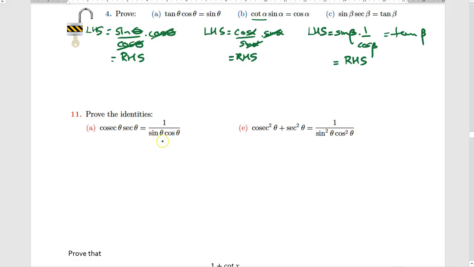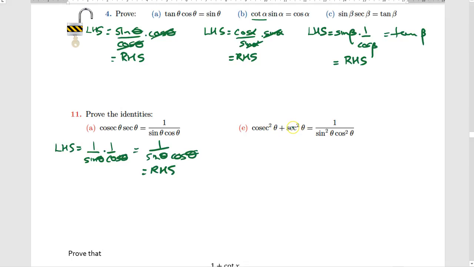Okay, next one. Prove this identity, that cosec times sec is 1 on sine times 1 on cos. Now, which side is the more complex? Who knows here? But I'll start with the left-hand side simply because I don't like fractions. So my left-hand side, 1 on cosec is 1 on sine, and sec is 1 on cos, and we can see then that that is 1 on sine times cos by our knowledge of fractions. So it equals the right-hand side.